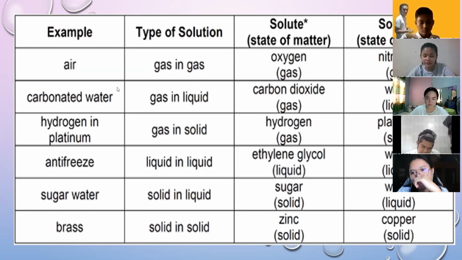Polarity is different. Polarity is more on the characteristics of our substance, so it's more on the electrons, sharing of electrons and so on. But for dissolving a gas in a liquid, we just apply pressure and then that's it.